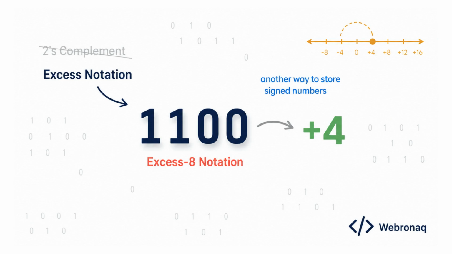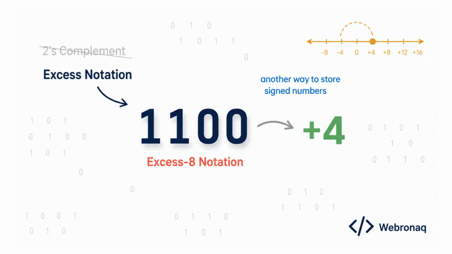In this video, we're going to look at another way computers store signed numbers, and it's called excess notation. Now, in the previous video, we covered 2's complement in detail, how it flips bits, adds 1, and lets the CPU treat subtraction like addition. If you haven't watched that one yet, I'd recommend going through it first. I'll drop a card for it right here.